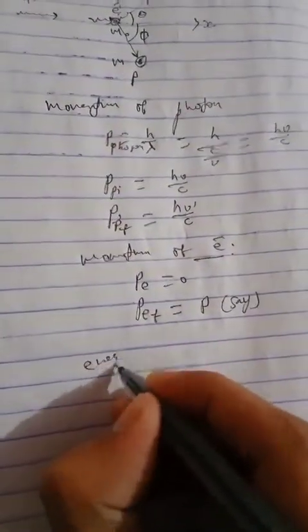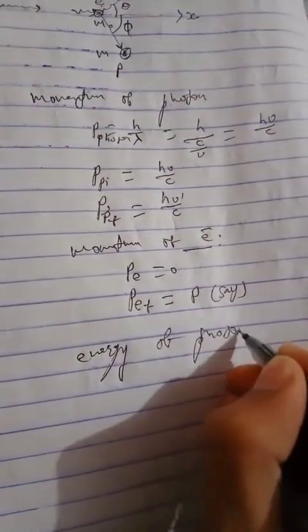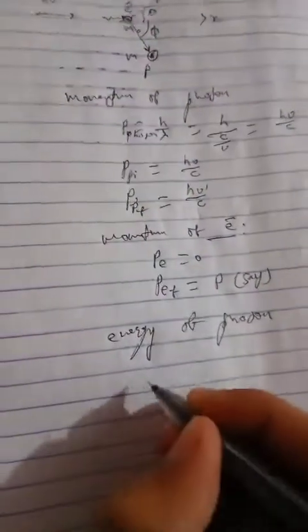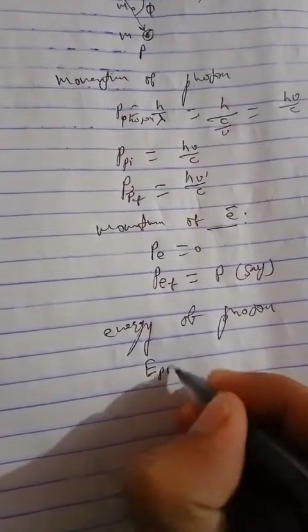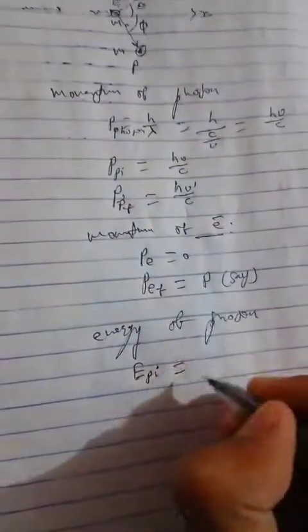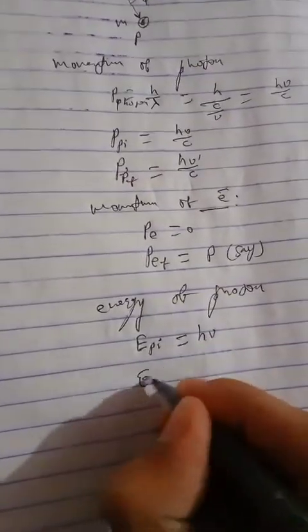So now look at the energy of the photon. Alright, so what is the initial energy of the photon? Let's call it E_pi, photon and initial, so it is h nu, right? And what is the final energy of the photon? Look at here, it will be h nu prime, quite easy to write.